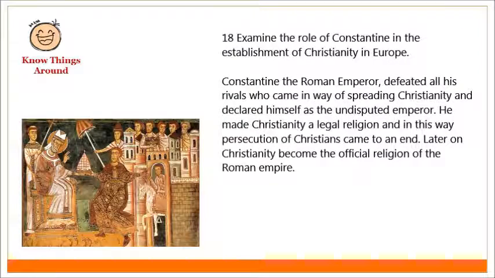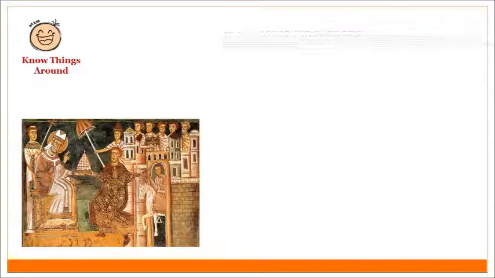Examine the role of Constantine in the establishment of Christianity in Europe. Constantine, the Roman emperor, defeated all his rivals who came in the way of spreading Christianity and declared himself the undisputed emperor. He made Christianity a legal religion, and in this way, persecution of Christians came to an end. Later on, Christianity became the official religion of the Roman Empire.